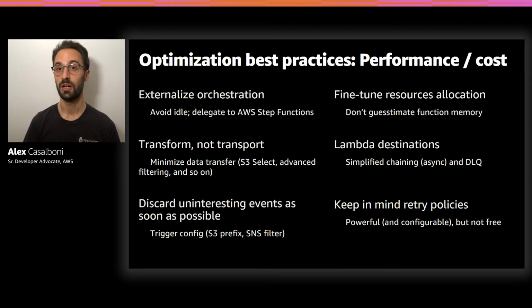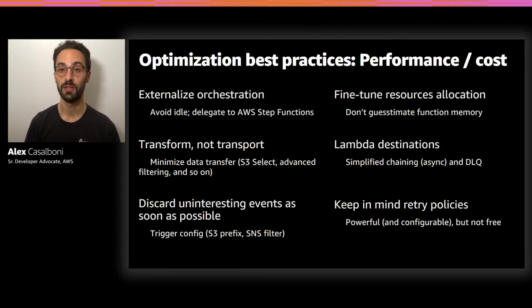The other thing is you can discard events that are not interesting as soon as possible. If you're using triggers like S3 or SNS for your functions, you can configure those triggers to not invoke your function. For example, if you only want to process images like PNG and JPEG and not PDF files from S3, why should you invoke a Lambda function just to check if it's JPEG or PNG before going on with the business logic? You don't even want to get your functions invoked, so you don't pay for it, right? So try to discard uninteresting events as soon as possible.